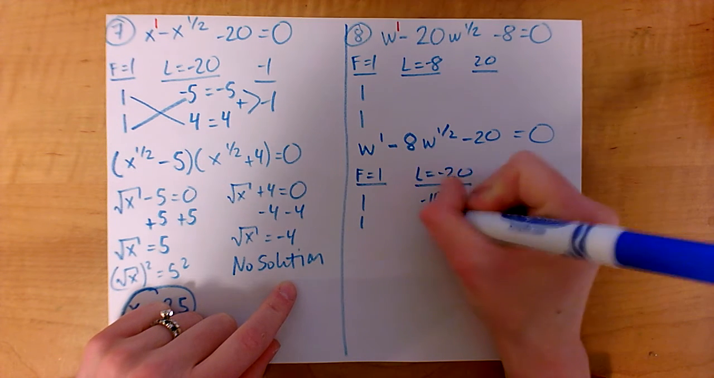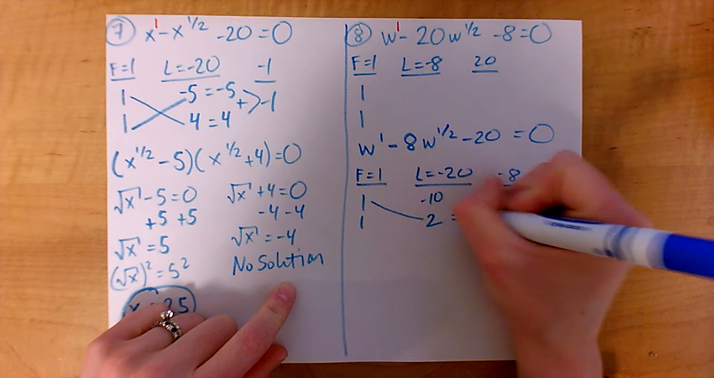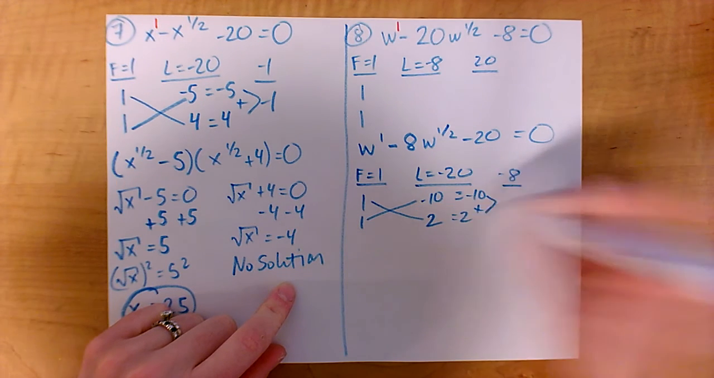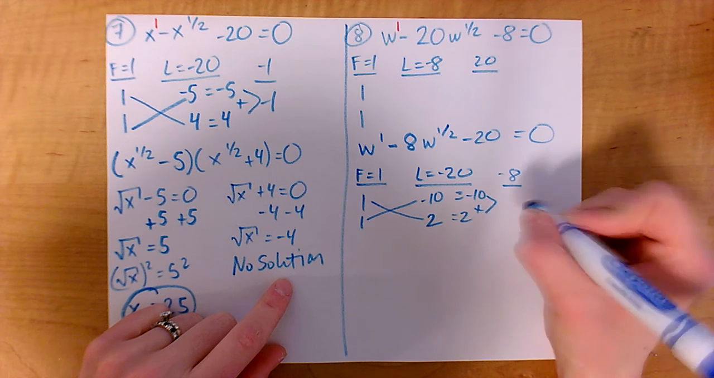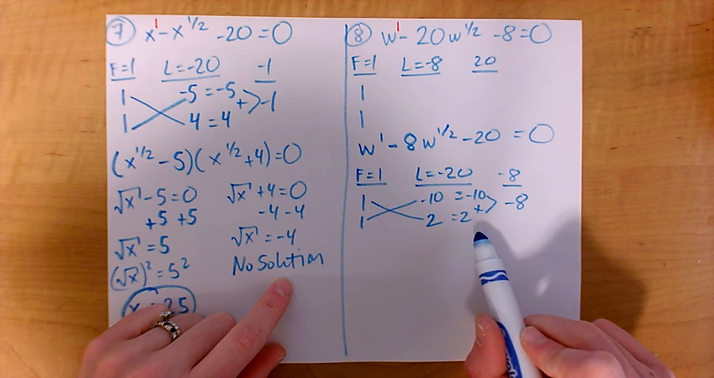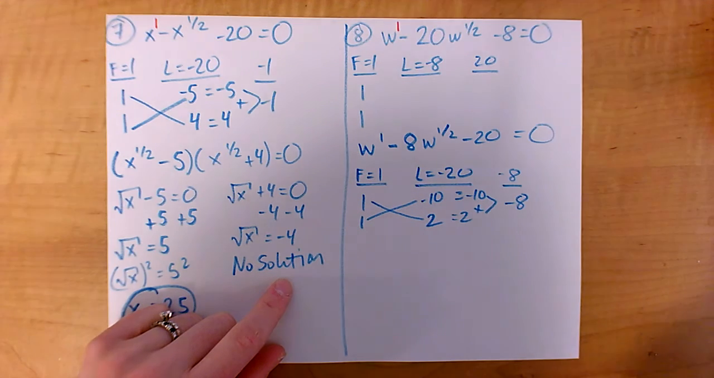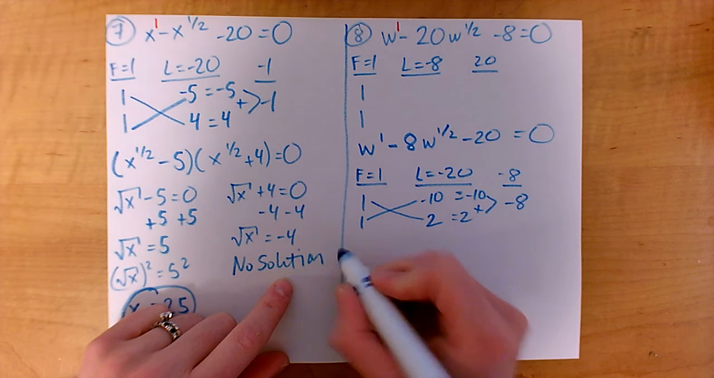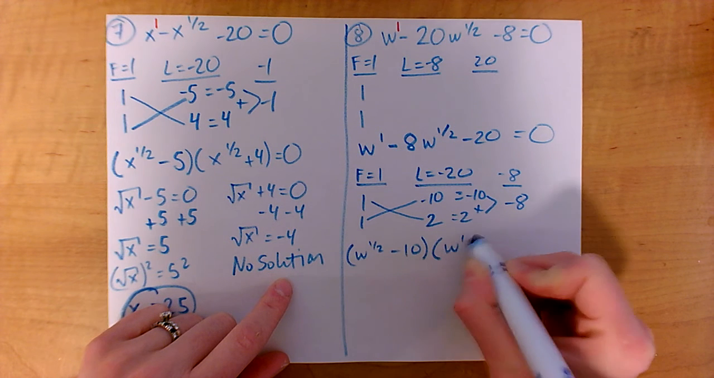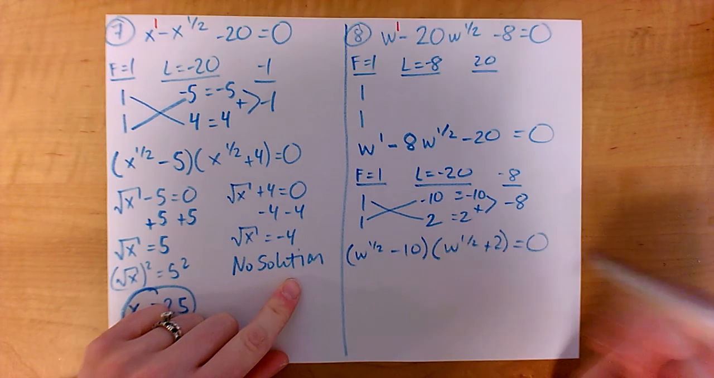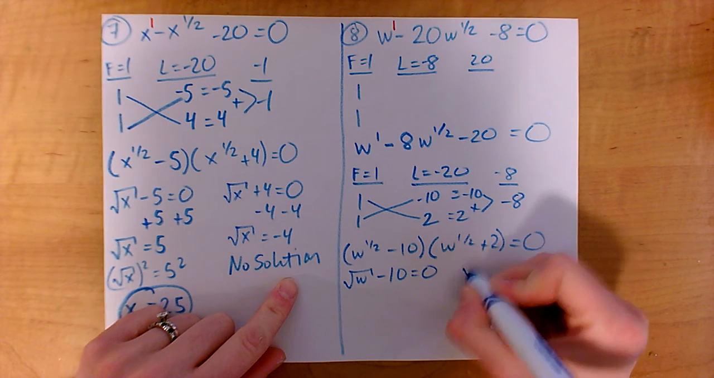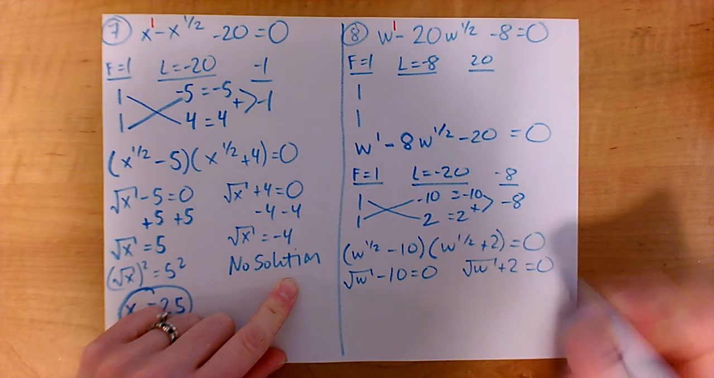If you do that, you could do negative 10 and 2, right? And that gives you a 2, that gives you a negative 10. Add that up. Negative 10 plus 2 is negative 8. Yeah. And so then we would have w to the 1/2 minus 10 times w to the 1/2 plus 2 is 0. So then we would get the square root of w minus 10 is 0, and the square root of w plus 2 is 0.